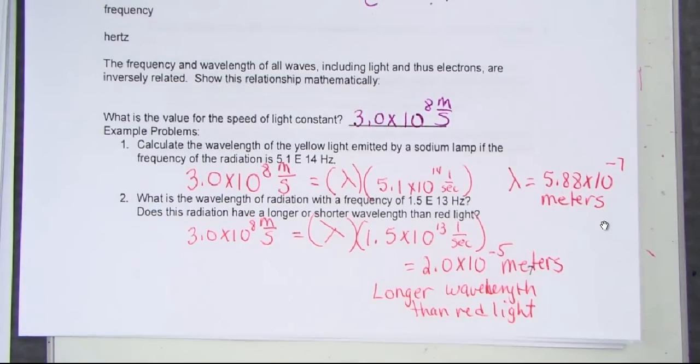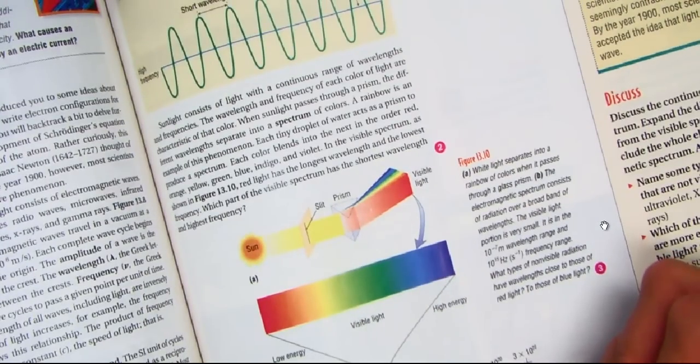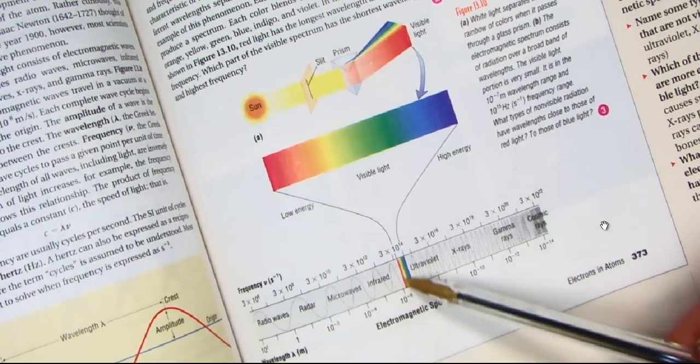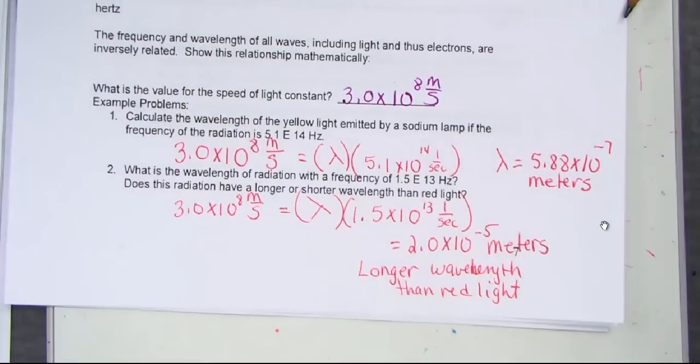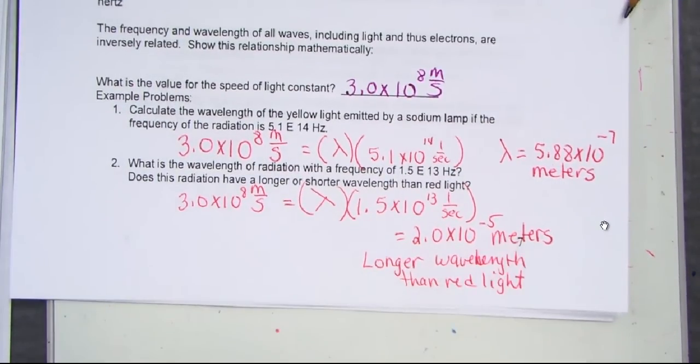So did we see that? If red light is somewhere close to 10 to the negative 6th power, whoops, I'm not showing that very well. Here's the red light, a little bit between 6 and 7, but definitely a shorter wavelength than the negative 5 meters that we found here.